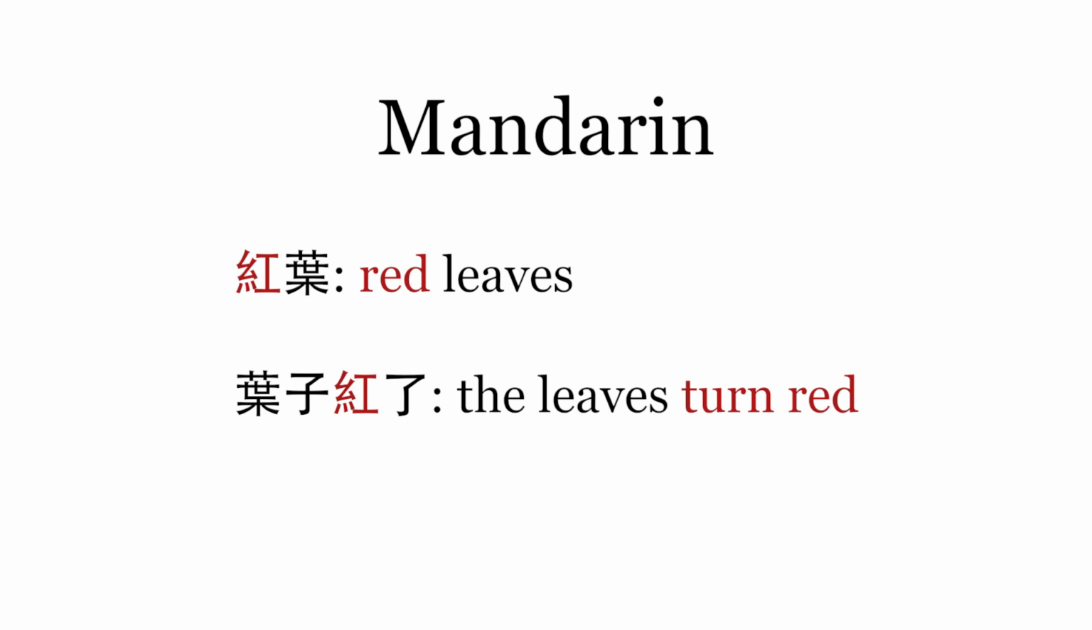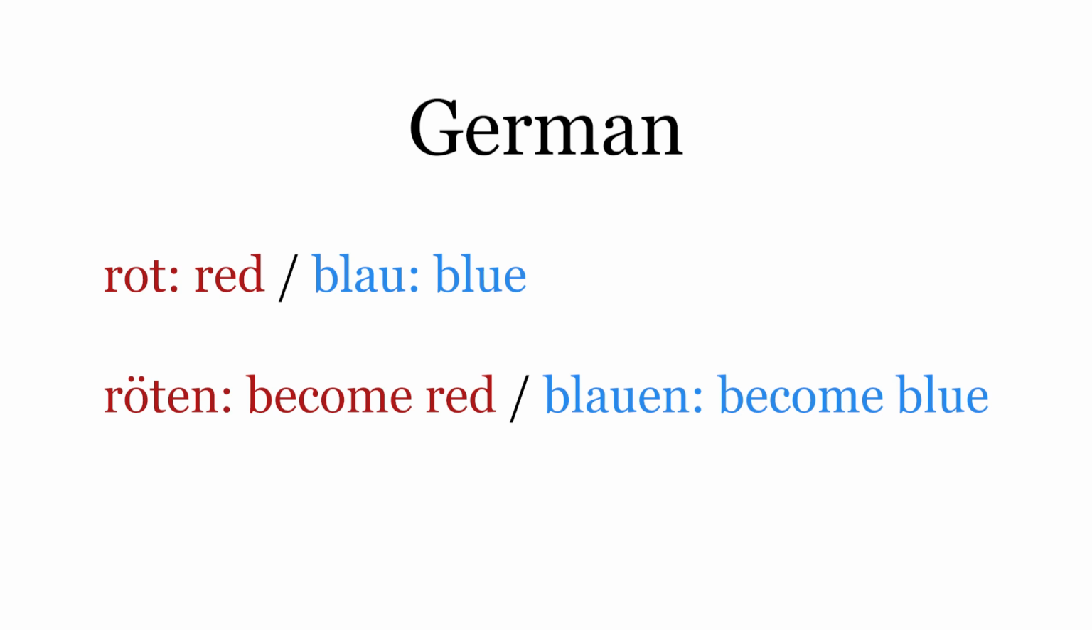So for example, 红叶 means red leaves, and it becomes 叶子红了, the leaves turn red. Or in other languages like German, we can add a suffix to make an adjective into a verb. For example, rot, which means red, becomes röten, which means to redden or make something red. Or blau becomes blauen. And Gai is a fusion language. That is, I want to use a derivational suffix to make an adjective into a verb. But how can we do it?